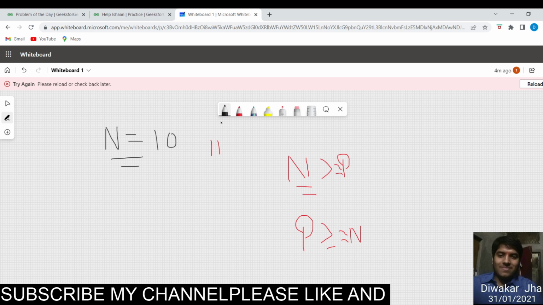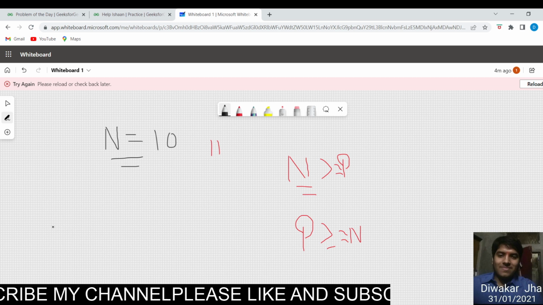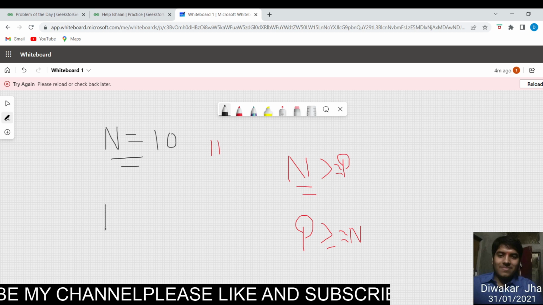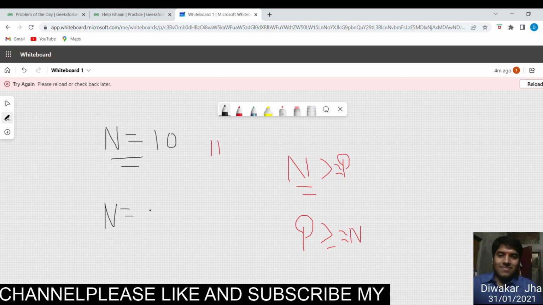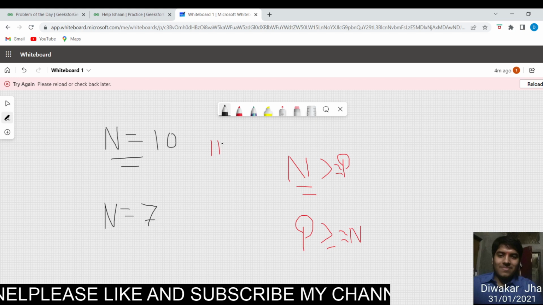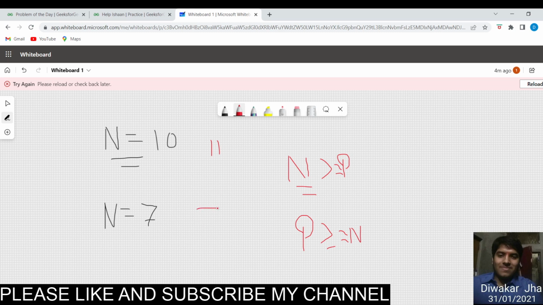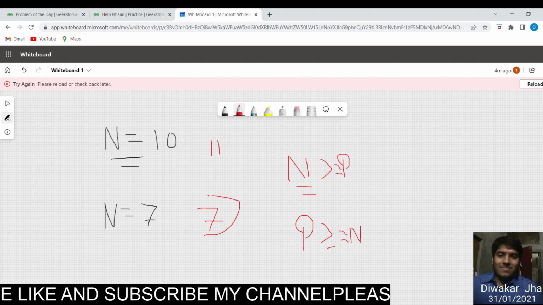The second example is that n is equal to 7. 7 is already a prime number, so the closest prime number is 7 itself.